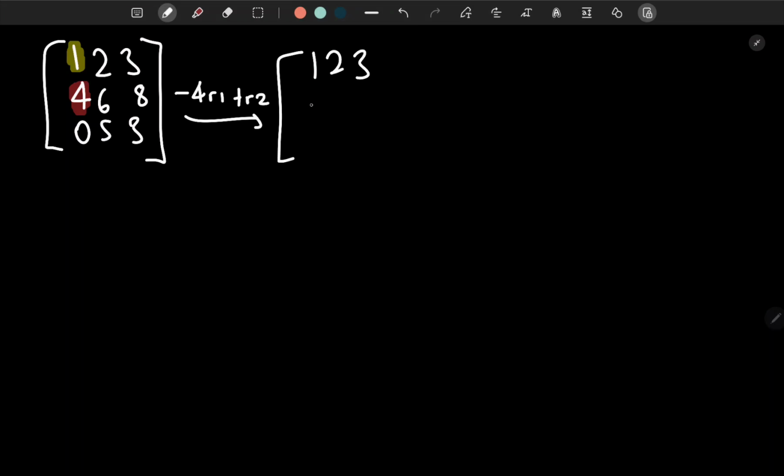then 4 minus 4 is going to be 0, so that is why we want to do minus 4 R1 plus R2. So 0, and then we do minus 4 times 2 plus 6, and that is going to give us minus 2. And then the last one is going to be minus 4, and then the last row stays the same. We didn't do anything to that yet.